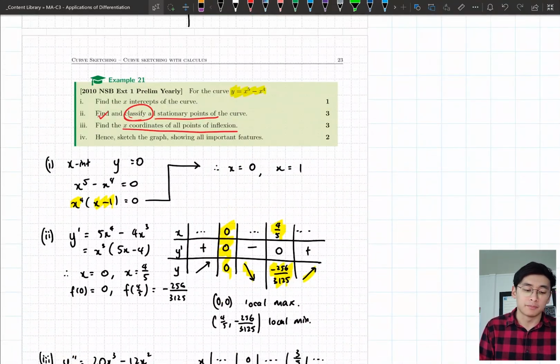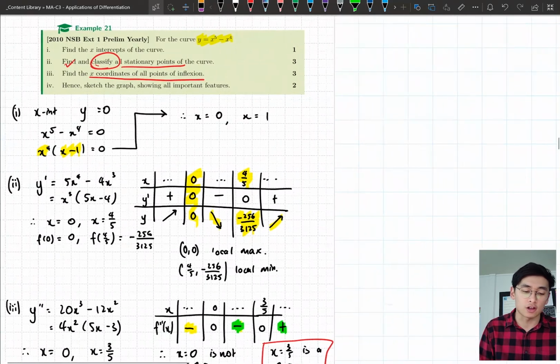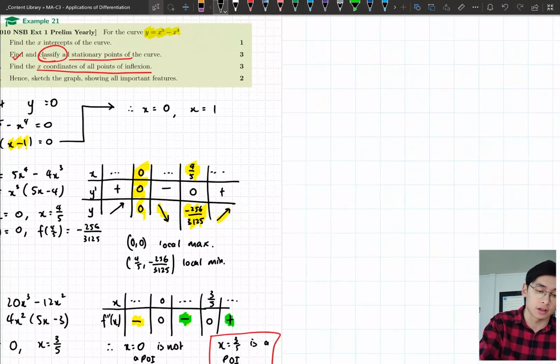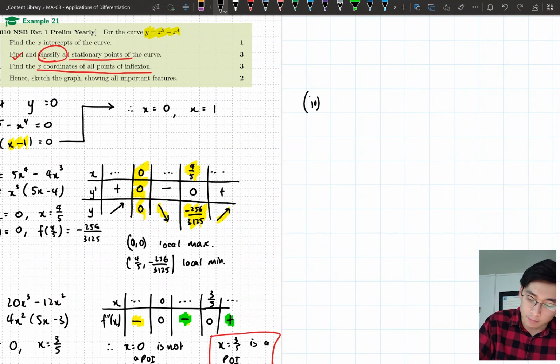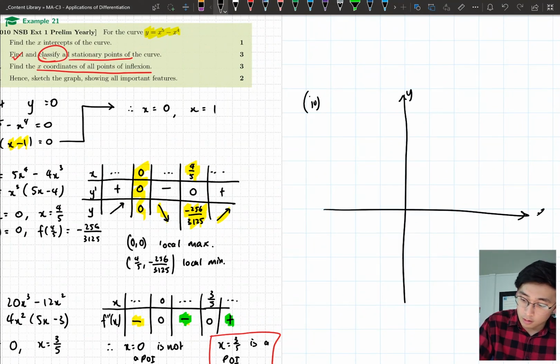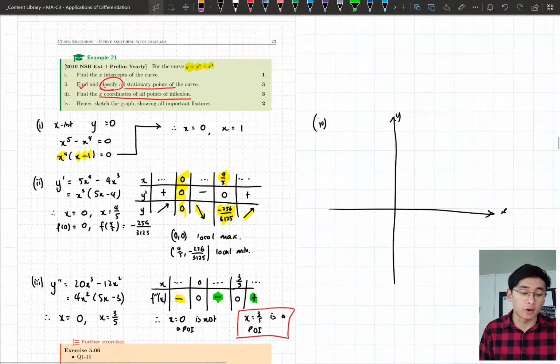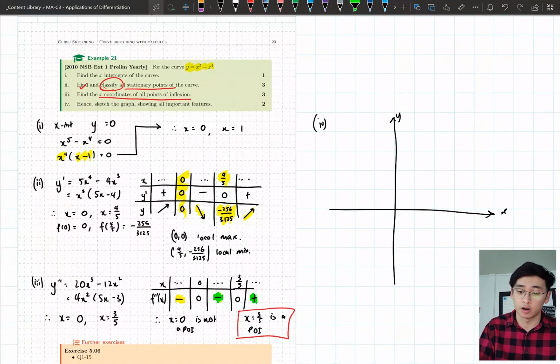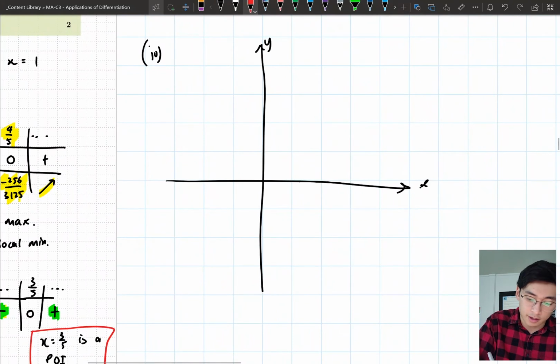Part 4. Hence, sketch the graph showing all important features. So let's put this all together. I'm going to draw up my Cartesian plane. Now, let's start from the top. From the first part, I've got my two x-intercepts at 0 and 1. So I'm going to draw x-intercept at 0, x-intercept at 1.